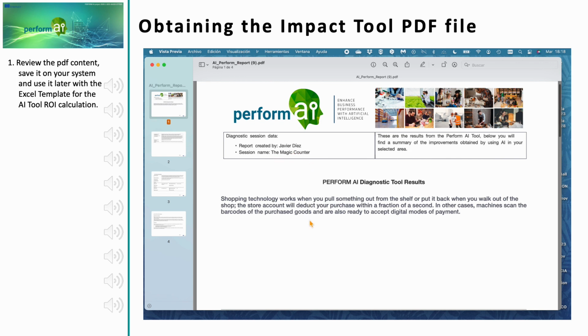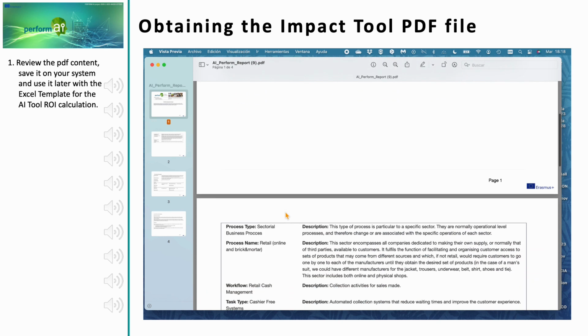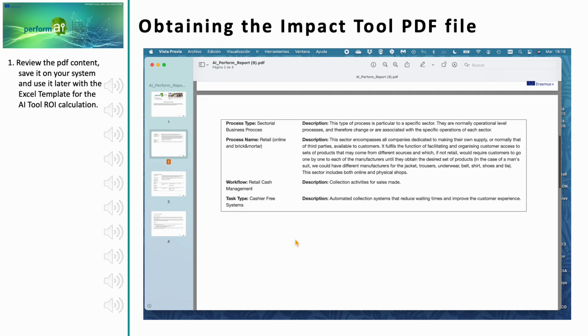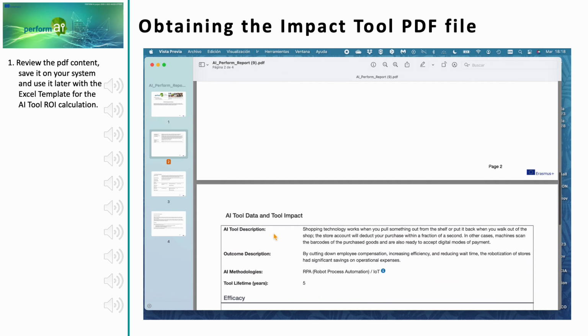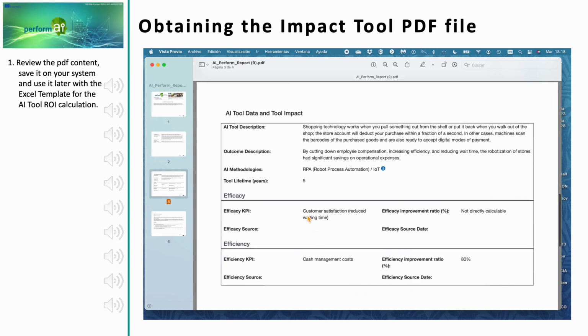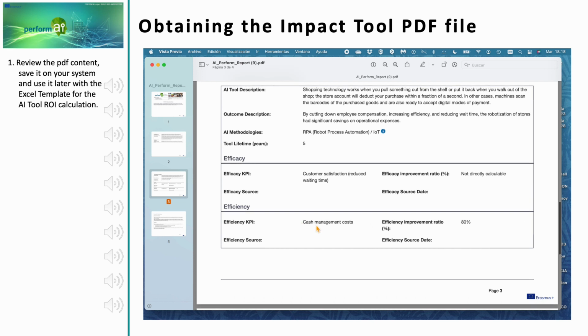You have the name of the tool, and you have the definition of the process types and workflows that this tool belongs to. We also have the general tool data and tool impact based on our database. The efficacy KPI is here, as well as the efficiency KPI. And you can see here, if it is available, the source where this data was taken from.